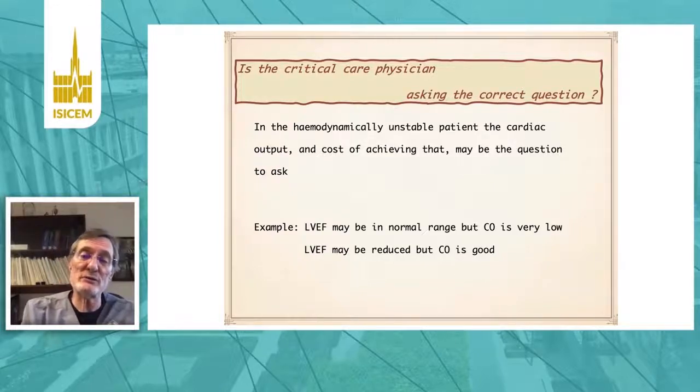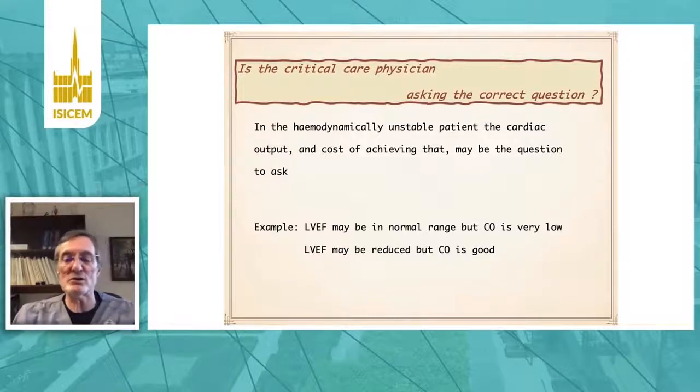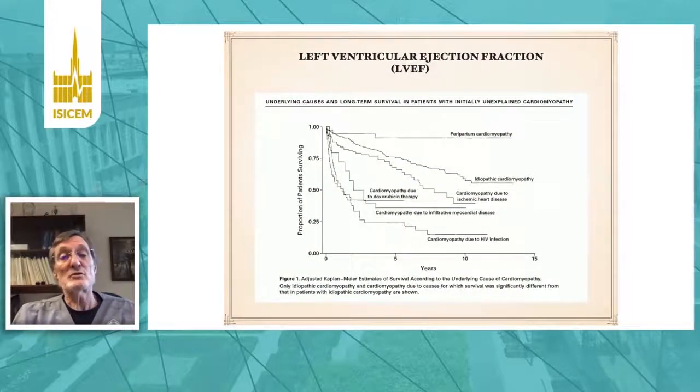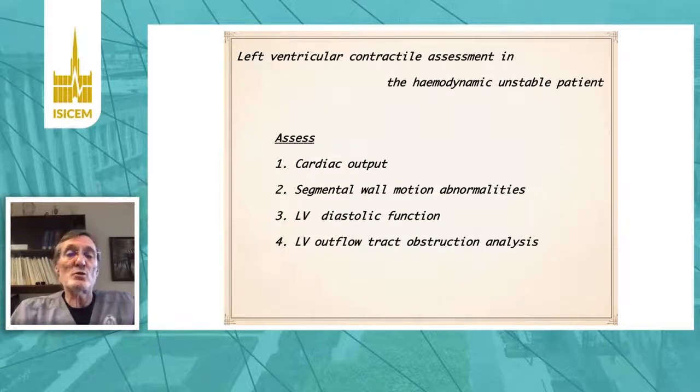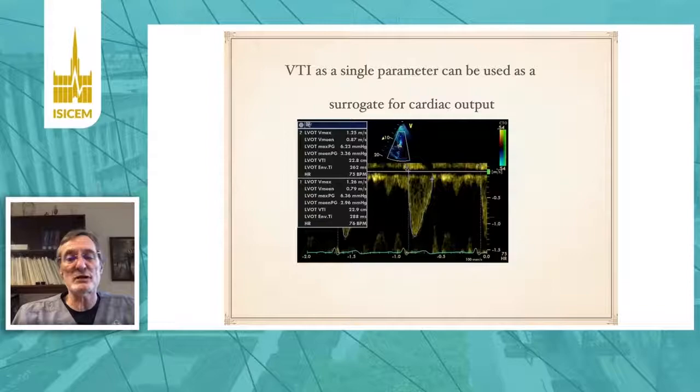Are we that interested in left ventricular ejection fraction, or are we more interested in the cardiac output and the cost of achieving that? Because the two may not be related. Just to remember, you can have a low ejection fraction, but the prognosis can be quite different depending on what the underlying pathology is. So what we have to do is to assess other things that are very important in the hemodynamically unstable patient. One is the cardiac output, the other is segmental wall motion abnormalities, left ventricular diastolic function, and left ventricular outflow tract obstruction analysis.